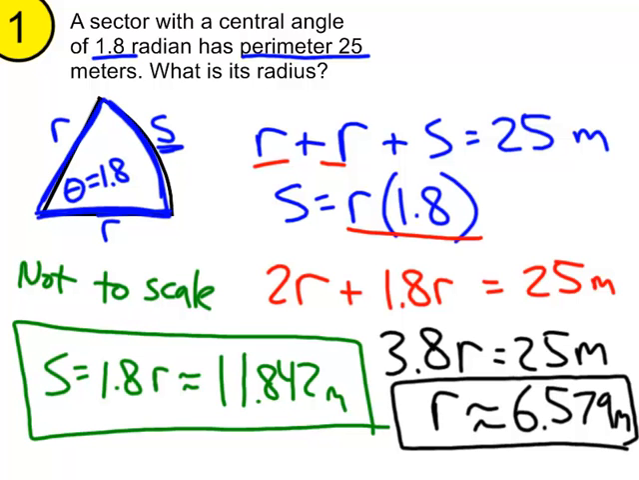Practicing a little quick mental math just to see if that makes sense. I say that if the radius is about 6.5 meters, then 2 radii together would be about 13 meters. 13 added to this arc length, which is about 12-ish. 13 plus 12-ish does give us 25 meters, so it all seems to make sense, right? All right, let's go on to the second example.